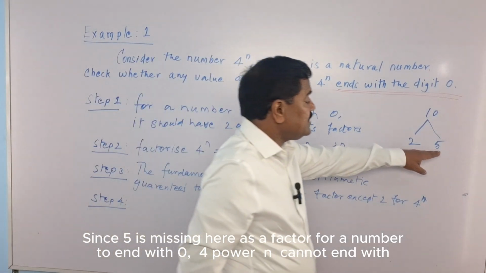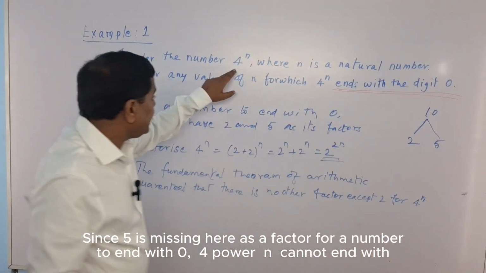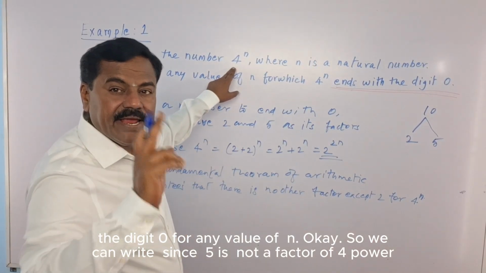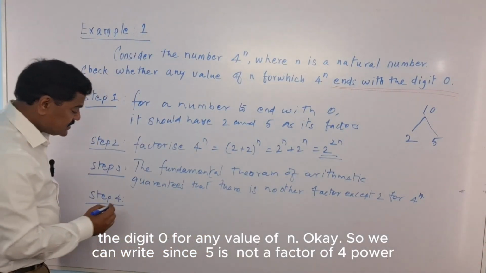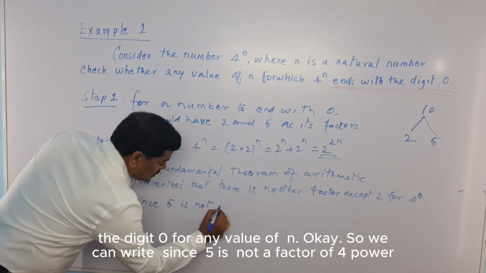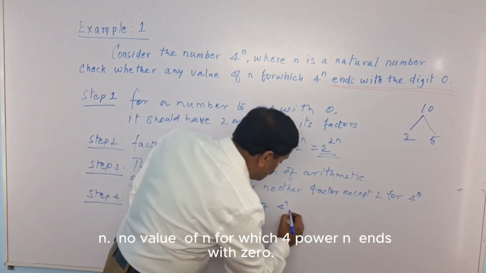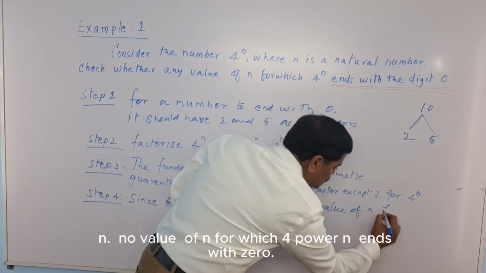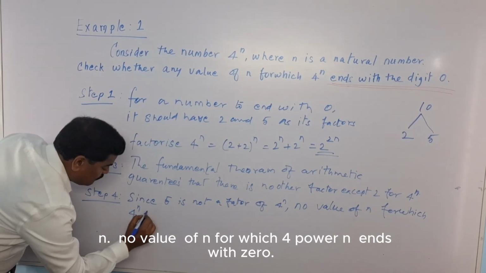Since 5 is missing as a factor, and for a number to end with 0 it must be present, 4 power n cannot end with the digit 0 for any value of n. So we can write: since 5 is not a factor of 4 power n, there is no value of n for which 4 power n ends with 0.